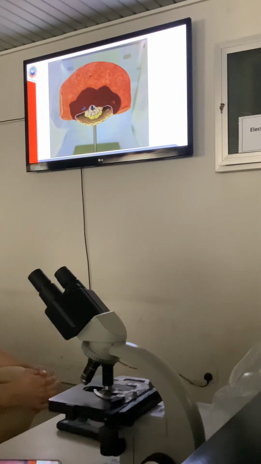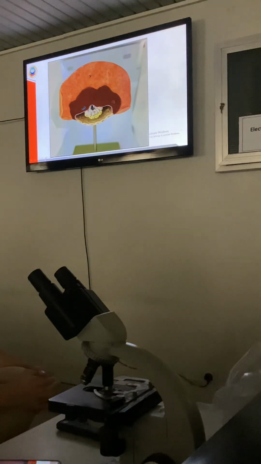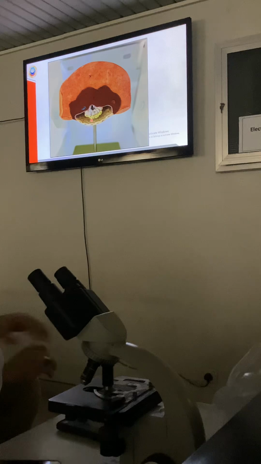Now in the second week, the embryoblast differentiates into two layers. This is the epiblast, characterized by high columnar cells adjacent to the amniotic cavity. This is the amniotic cavity. And the hypoblast, characterized by small cuboidal cells adjacent to the blastocyst cavity.